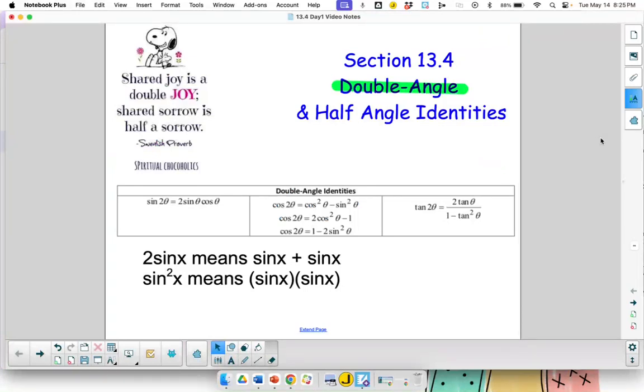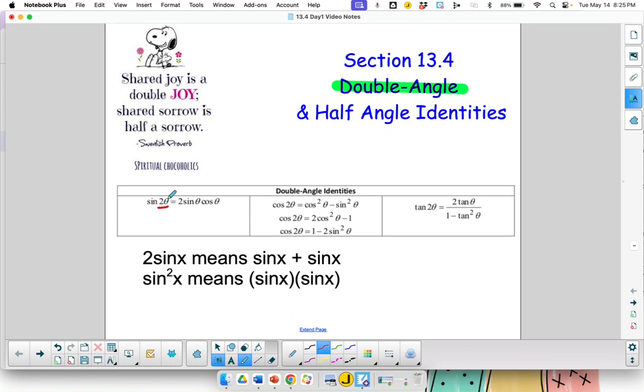So this lesson is on double angles. On the screen, we have our double angle identities, and you'll notice that the location of the 2 is different than anything we've done before. For a double angle, what we're doing is taking the angle theta and doubling it.